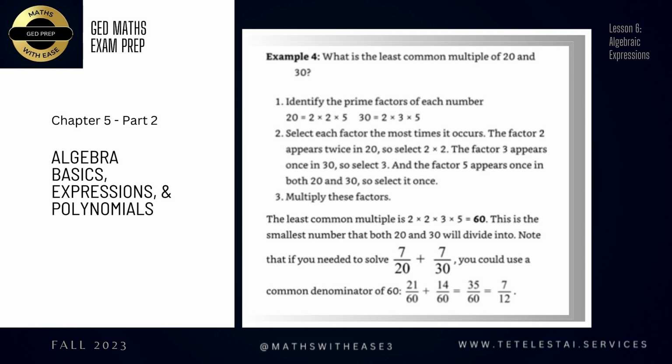And you can simplify this further by dividing by 5. We know that 7 times 5 is 35. So 5 goes into 35 7 times. We know that 12 times 5 is 60. So 5 goes into 60 12 times. So 7 over 12 is your lowest form of this sum, or the outcome of you adding your two fractions, 7 over 20 plus 7 over 30.